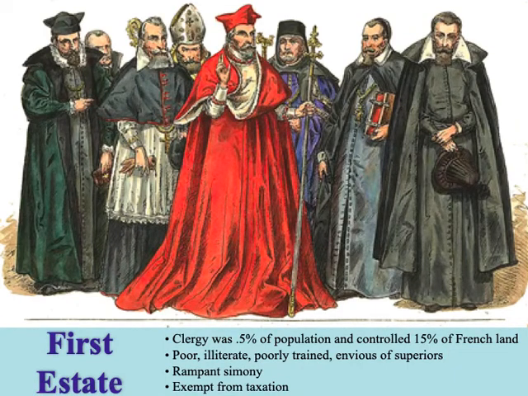All of the clergy, even as they live a rather privileged lifestyle, are exempt from taxation. The French church controlled vast amounts of land in France, and yet they are not paying into the national treasury to fund any of the national expenses. They were the first estate.